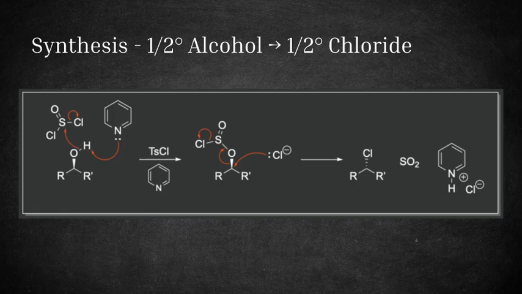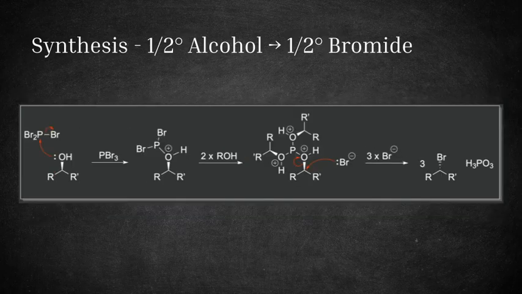This released chloride ion then acts as a nucleophile, attacking the carbon attached to the thioester in an SN2 mechanism, breaking the carbon-oxygen bond and leading to the formation of a sulfur-oxygen double bond. The final products are the alkyl chloride, sulfur dioxide, SO2, and pyridinium chloride.